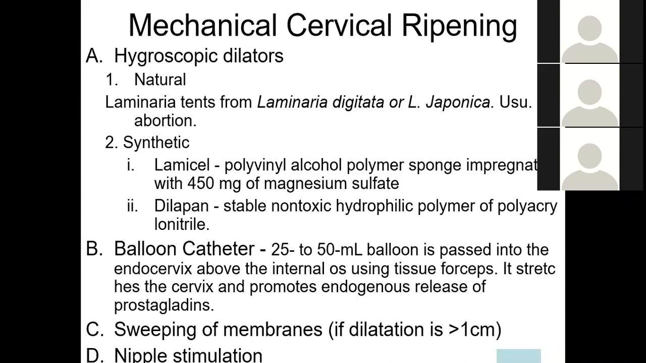For mechanical cervical ripening, we have hygroscopic dilators, which can be natural or synthetic. The natural one is a derivative of laminaria plants. How it works: it's a small rod of dehydrated seaweed that is inserted in the cervix. While in the cervix, it rehydrates, absorbing water from the surrounding tissue. As it expands, it enlarges the cervical opening. And when it's removed, it creates easier access to the uterus.